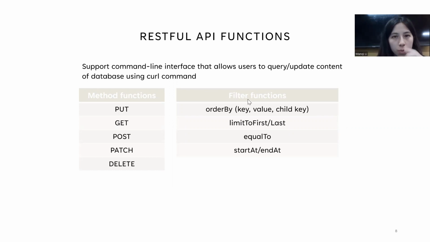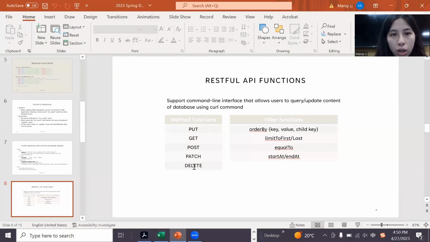So the RESTful API can support command line interfaces that allow users to query or update the content of databases using curl commands. The curl command is basically composed of two parts. One is the method functions, including put, get, post, patch, and delete. And we also have filter functions like order by key, order by value, order by child key, limit to first, limit to last, equal to, start at, and end at. So here I will demonstrate all of these functions using the terminal.